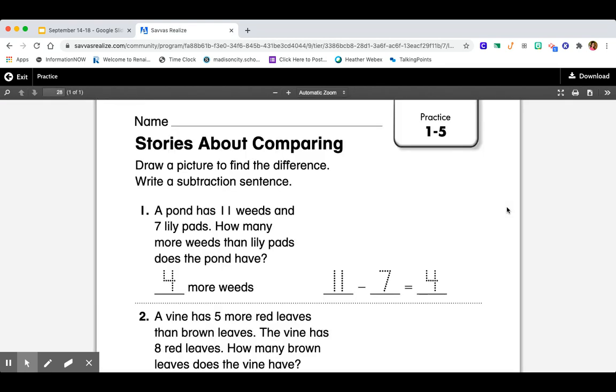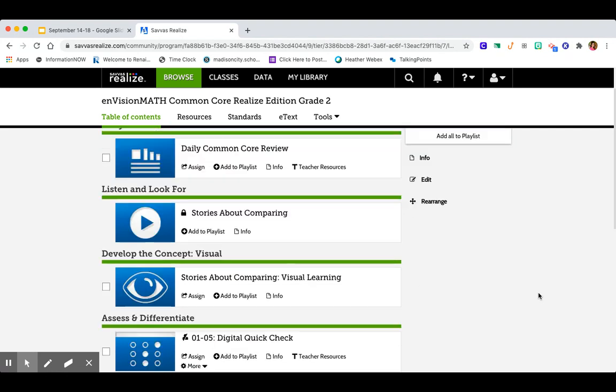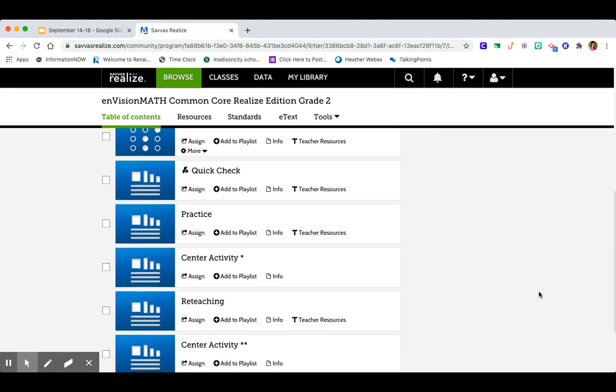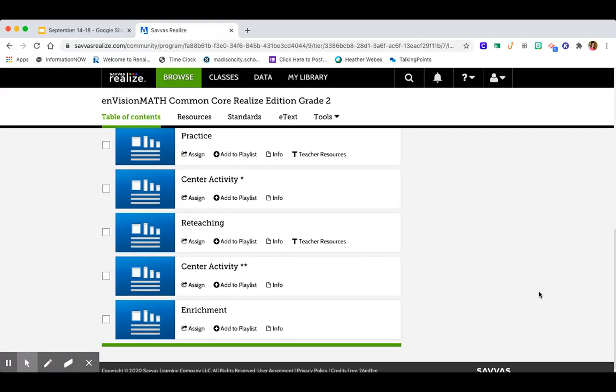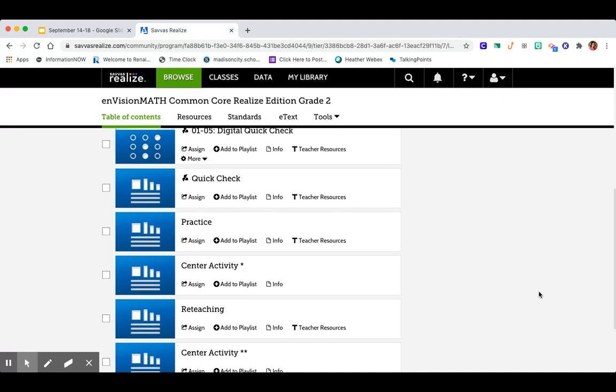So we're going to look at some practice for today's skill, stories about comparing. I already told you I wanted you to have your math notebook out and opened to your next clean page. Open up to your next clean page, and put today's date at the top, which is 9-17-20. So go ahead and do that now.